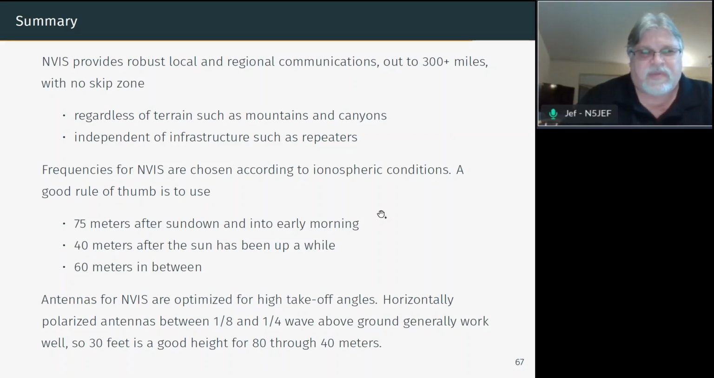And after you've chosen your frequency, you want to have a proper antenna with high takeoff angle. It should be horizontally polarized between 1/8 and 1/4 wave above ground. So 30 feet is a good height for 80 through 40 meters, which is all we care about for NVIS.